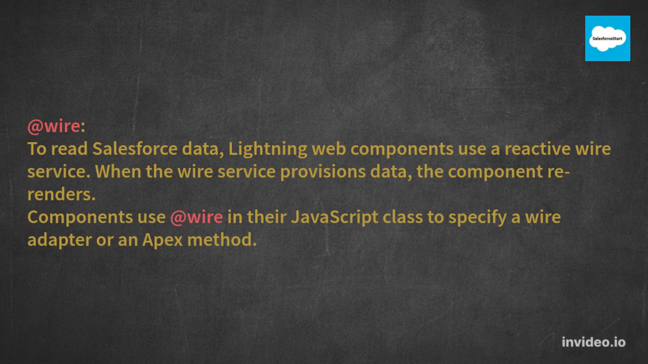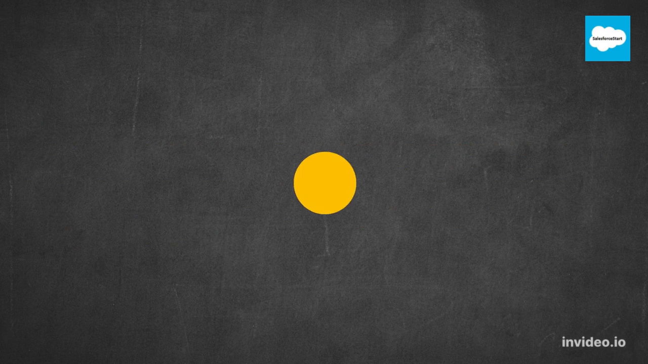@wire. To read Salesforce data, Lightning Web Components use a reactive wire service. When the wire service provisions data, the component re-renders. Components use @wire in their JavaScript class to specify a wire adapter or an Apex method.